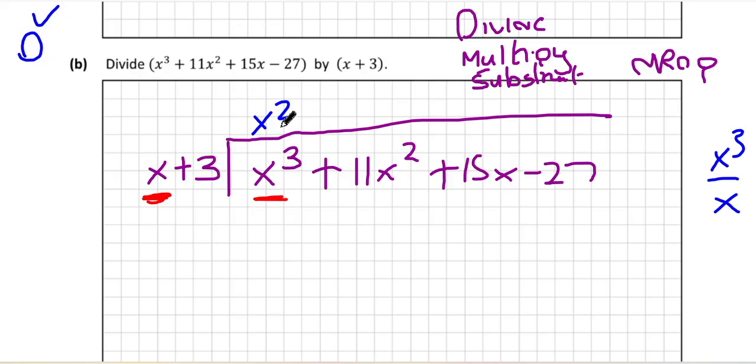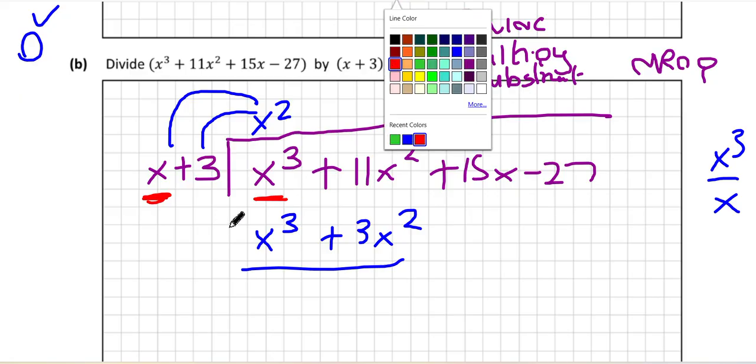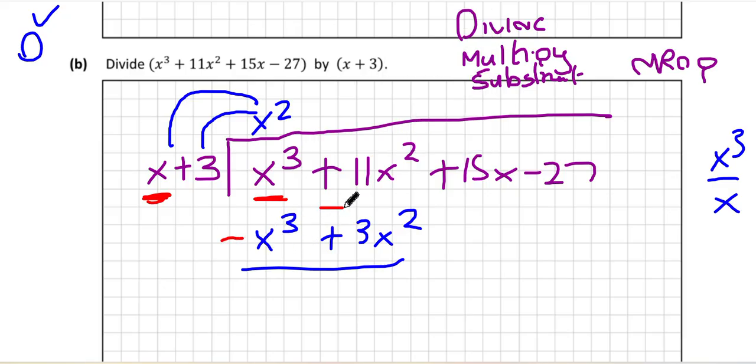Okay. We're going to multiply. So what happens when you multiply? x cubed plus 3x squared. And then what do you do next? If it's positive, turn it negative. If it's negative, turn it positive. So double minus, yeah? What's 11 take away 3? 8 of them, yeah? And then after that, I forgot, what do I drop? Gotta drop that 15x.